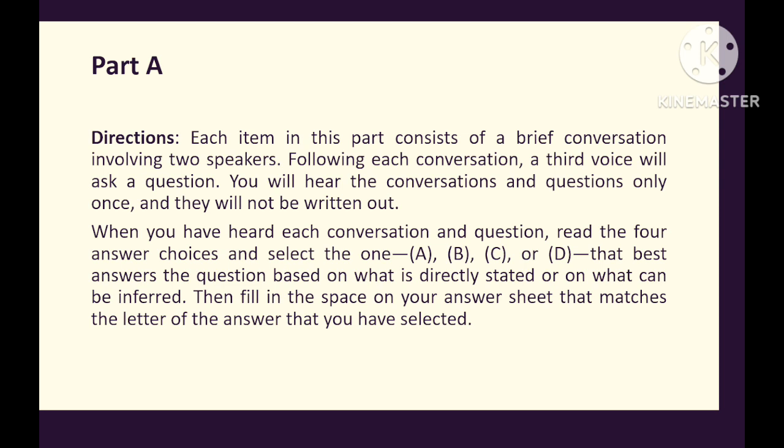Following each conversation, a third voice will ask a question. You will hear the conversations and questions only once, and they will not be written out. When you have heard each conversation and question, read the 4 answer choices and select the one, A, B, C, or D, that best answers the question, based on what is directly stated or on what can be inferred. Then fill in the space on your answer sheet that matches the letter of the answer that you have selected.